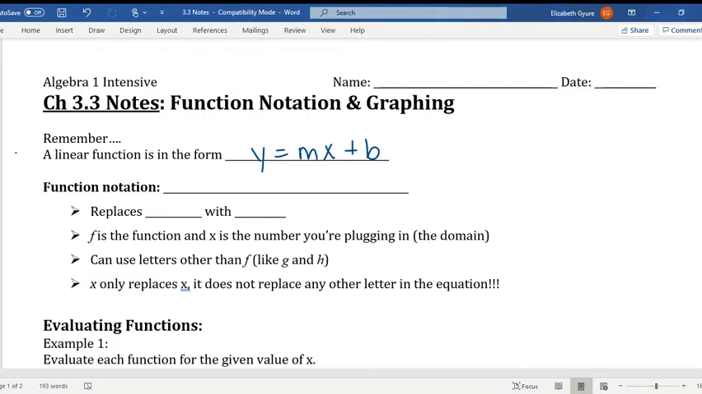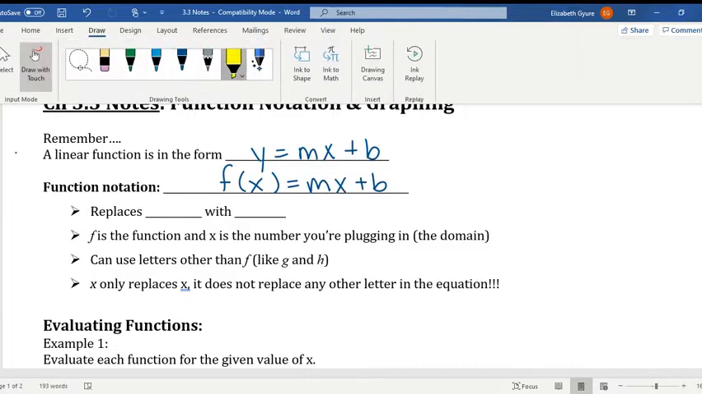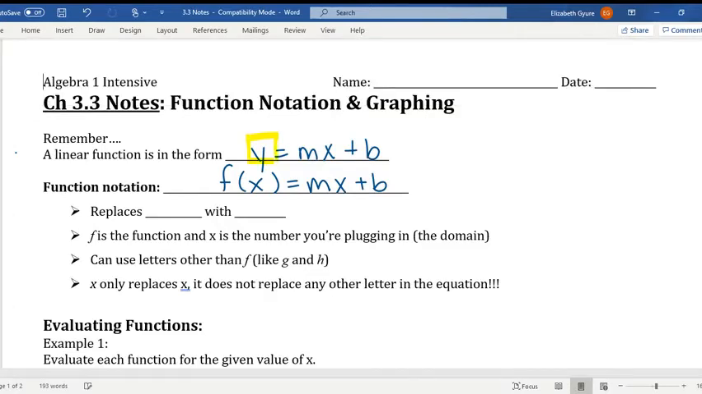Function notation is very similar, except there's one little difference. We write function notation as f of x, so that means write the letter f and put x in parentheses, equals mx plus b. So function notation is almost the exact same, except y became f of x. Function notation just indicates that, hey, this is a function. This would pass the vertical line test if we graphed it. And instead of saying y, we just say f of x. This means there's a function that you're plugging the letter x into.